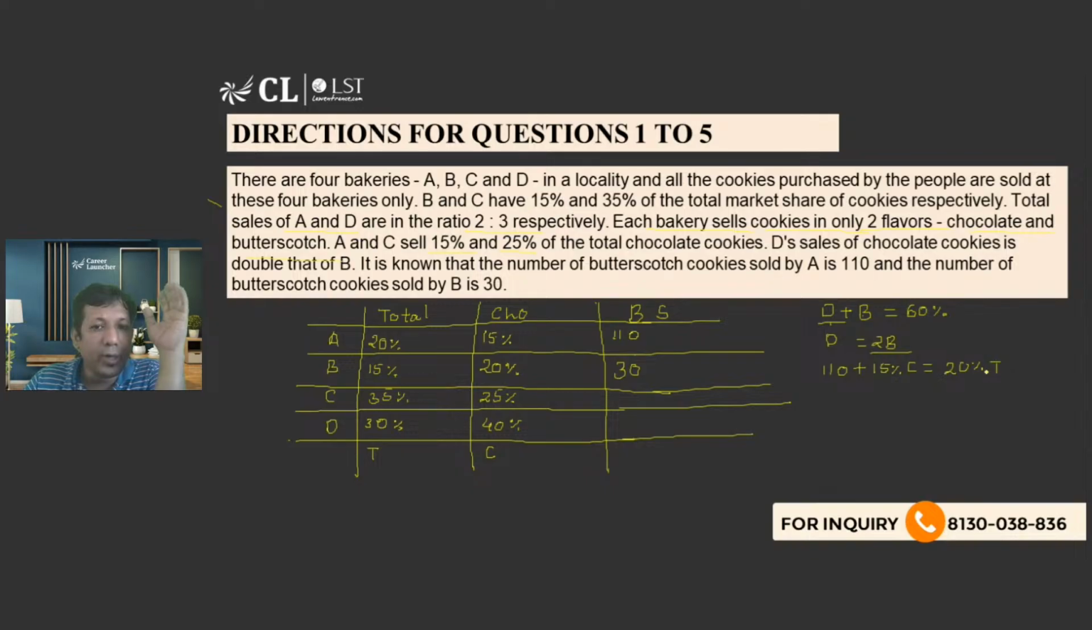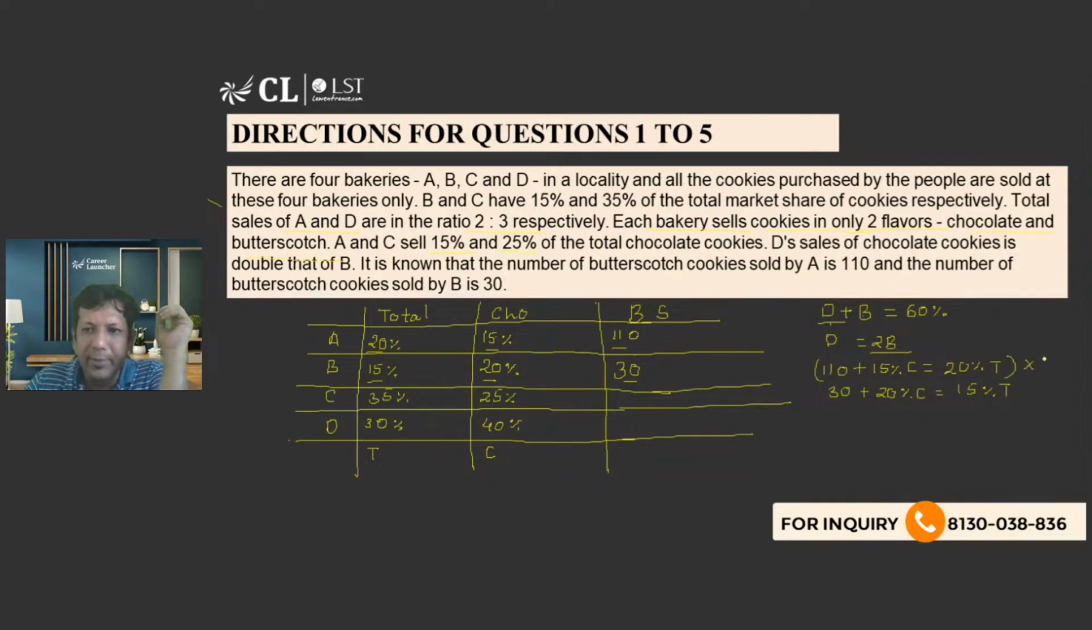Now if I look at B, B is selling 30 plus 20% of chocolate, and that is equal to 15% of total. That stands for B. So basically B's total is 15%, which is equal to 20% of chocolate plus 30. And the same thing for A: 20% of total is equal to 15% of chocolate plus 110. Now I have 2 equations and 2 variables.